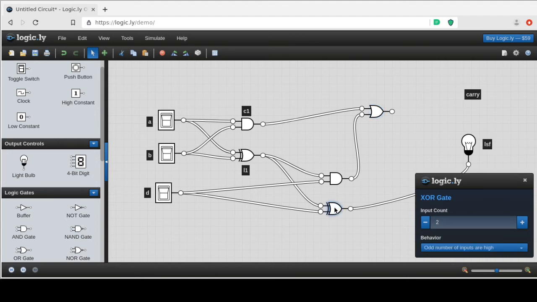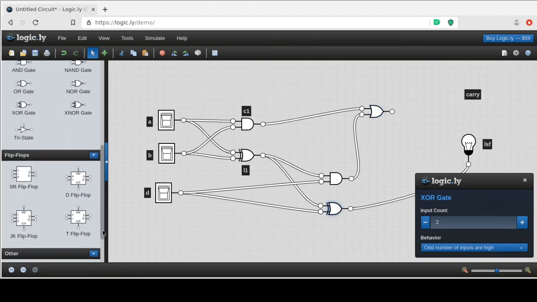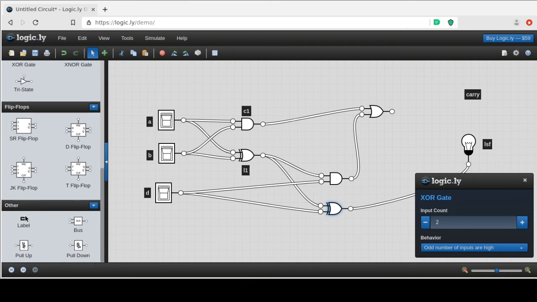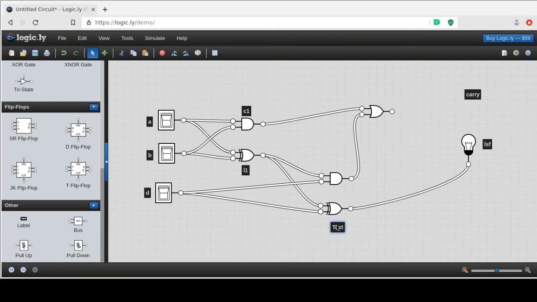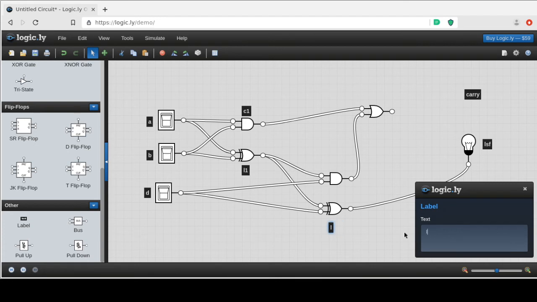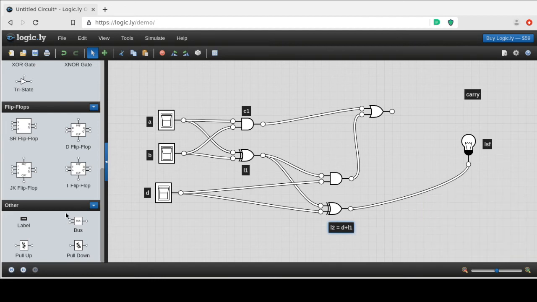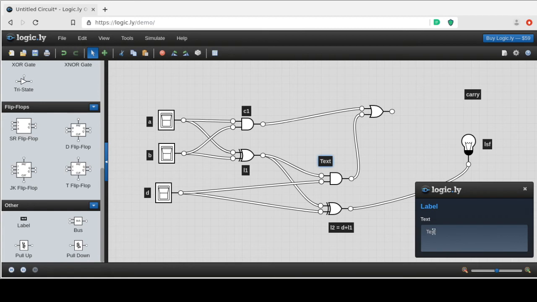Okay, now what's this gate here? That one there is actually giving me what I called in my notes, L2, and L2 is equal to D plus L1, like that. Okay, and this one up here is giving me C2, which is the second carry from the addition of D plus L1, like that. Okay, so there you go.